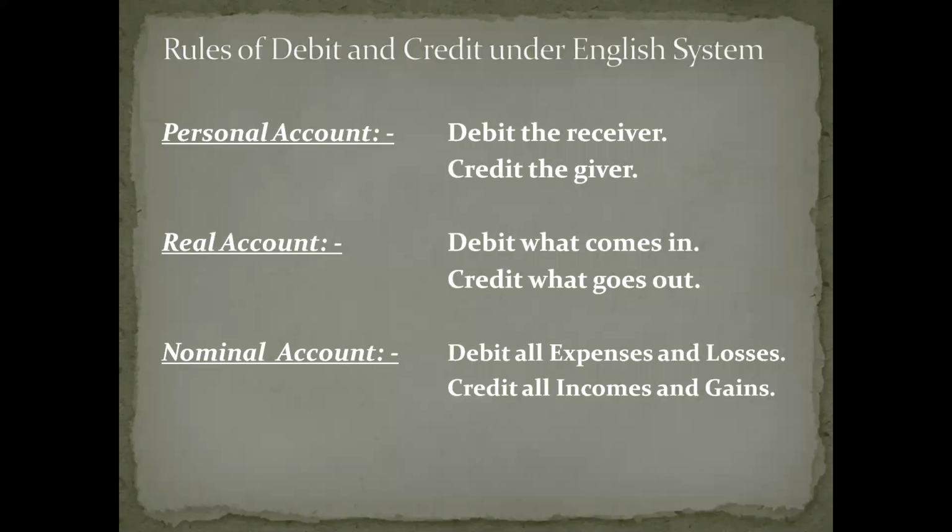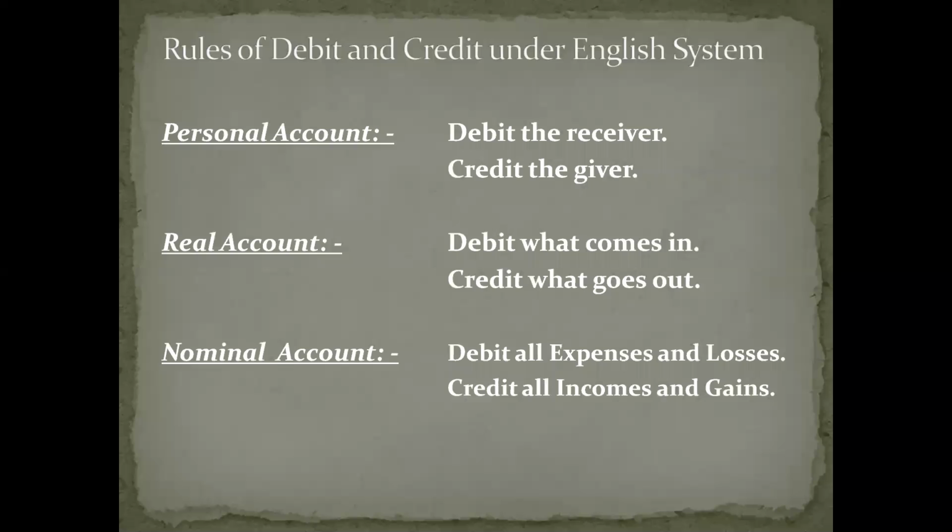Next one is real account. It deals with assets or properties. If an asset comes into the business, we should debit it. If an asset goes out of the business, we should credit it. So what is the rule? Debit what comes in, credit what goes out.